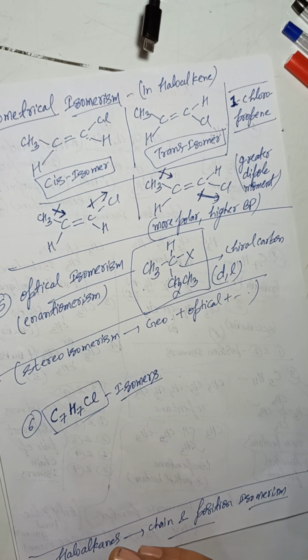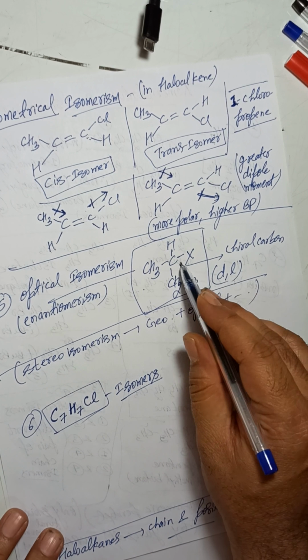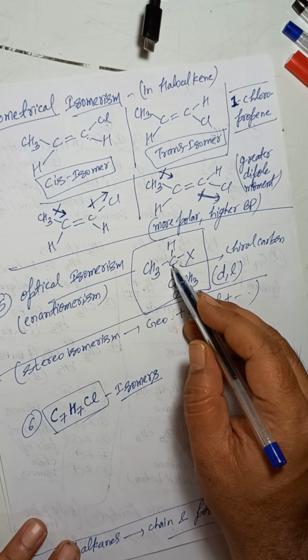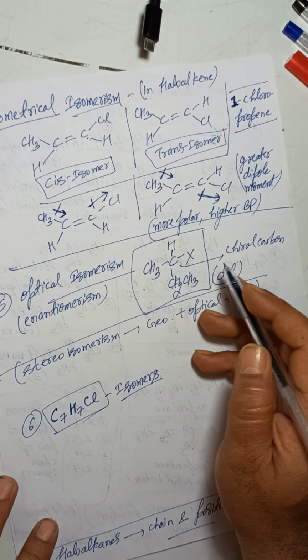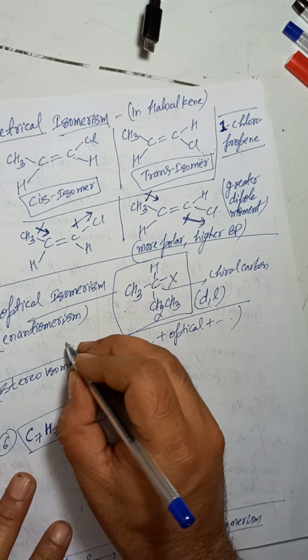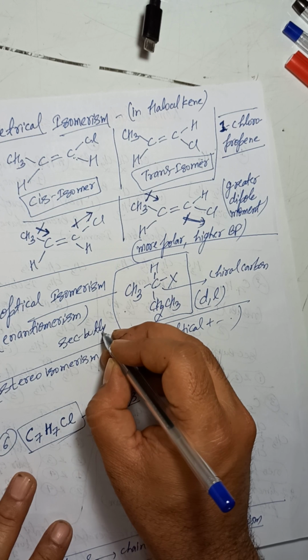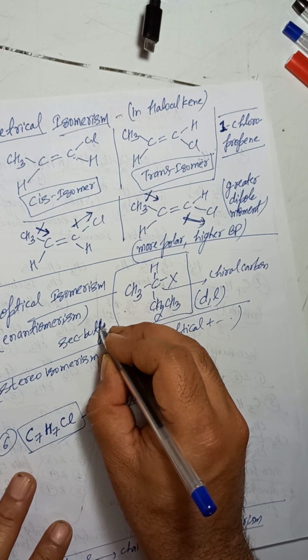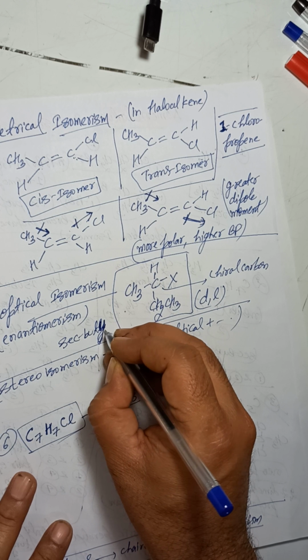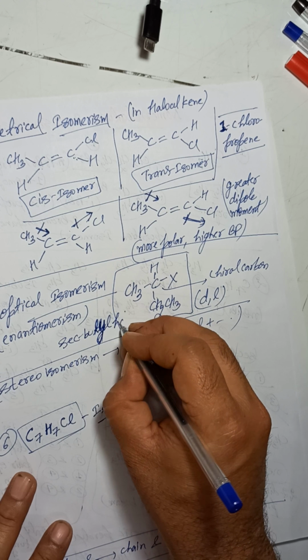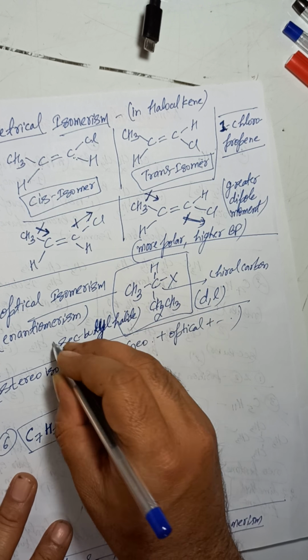The formula given is C7H7Cl. We have to draw the isomers. Okay, what is the name of this thing? 1, 2, 3, 4. These 4 carbons, and we have read about this earlier. This is secondary butyl halide.